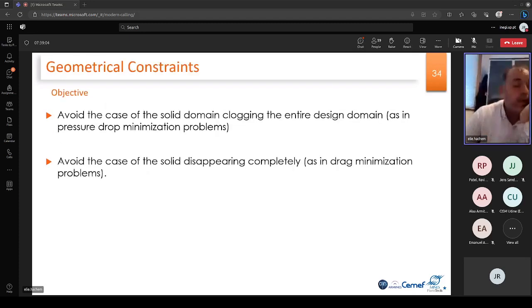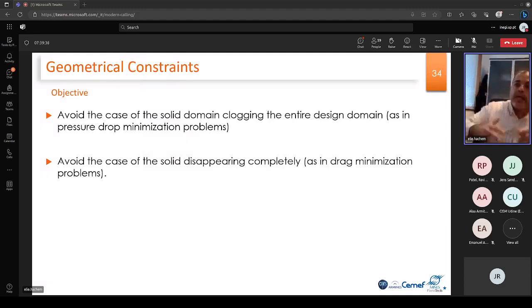So some information related to the volume of your piece. We are saying here, to avoid the case where the solid domain is closing the entire design domain, so you don't have a space. So this can come in pressure drop minimization. Or imagine if you have a drag minimization and you don't control the volume, what will happen? You will erase your volume, you will erase the material. The material will just shrink and go away.